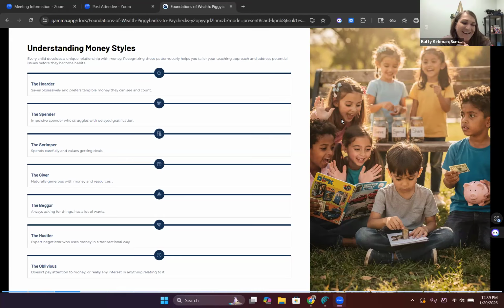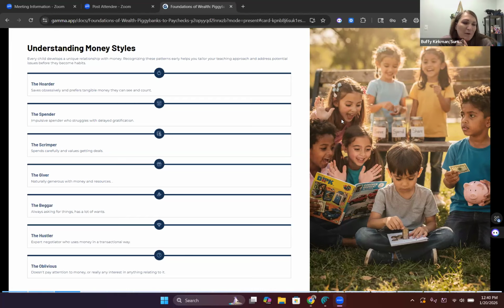The beggar. I think all of our kids end up being this at some point, but this might be where they land most of the time. They have a lot of wants and they are always asking you for things, grandparents for things, uncles for things, their friends for things, their brothers or sisters or siblings for things. Whatever they want, instead of spending their own money on it, they would rather spend other people's money on it. Wouldn't we all? Okay.